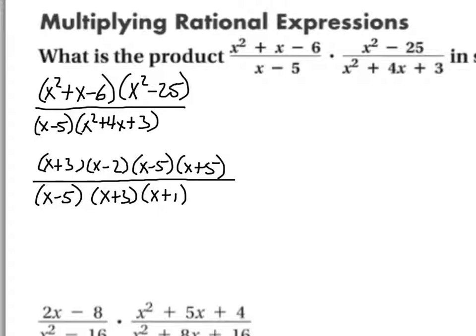Any questions on getting to this point? Okay, well all we do now is reduce it down. So what cancels? X plus 3 from top and bottom, and x minus 5 from the top and bottom. And so our final answer is x minus 2 times x plus 5 over x plus 1.